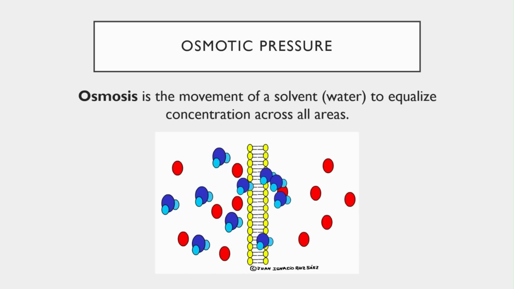Osmosis is the movement of a solvent, in our case water, to equalize concentration across all areas. We saw this when we discussed hyper and hypo and isotonic solutions. We also covered how this can damage the cell's shape, volume, or even lyse the cell. We call the force putting pressure on the membrane as this occurs osmotic pressure.